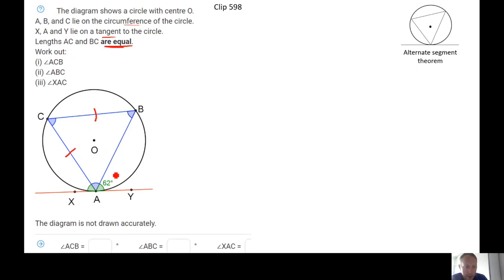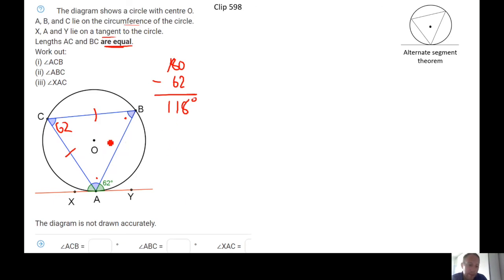So where else is 62? So using the alternate segment theorem, remember a balancing triangle on a point, 62 would be over here. So if I now use the 62, that means this one and this one are equal because base angles in an isosceles triangle, if you tilt your head, base angles in an isosceles triangle are equal. This is an isosceles triangle. If I do 180, take away 62, I would get 118 degrees.